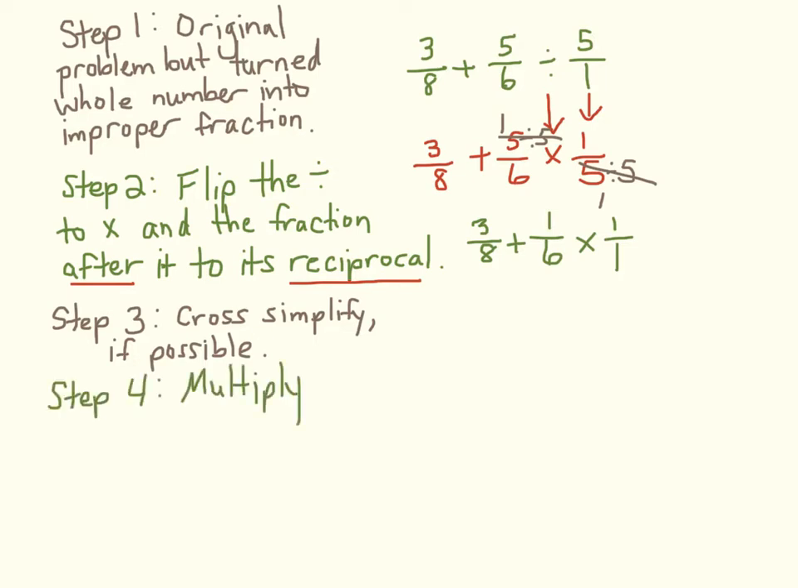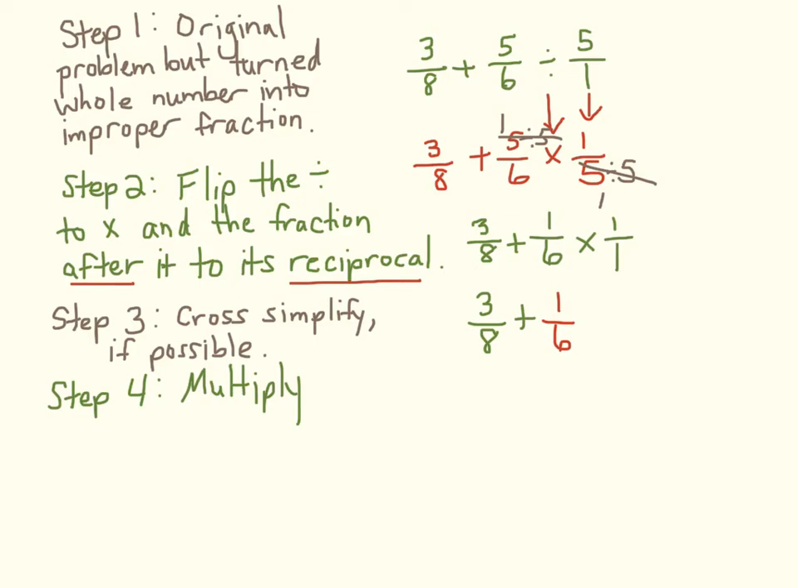The next step is simply to multiply those fractions that we were working with. So nothing is changing on the front end of this problem. 3/8 and plus are still there. 1 times 1 is 1, so we're going to put that on the top of the new fraction. And then 6 times 1 is 6, so that is going to go on the bottom. And so now we have a basic addition.